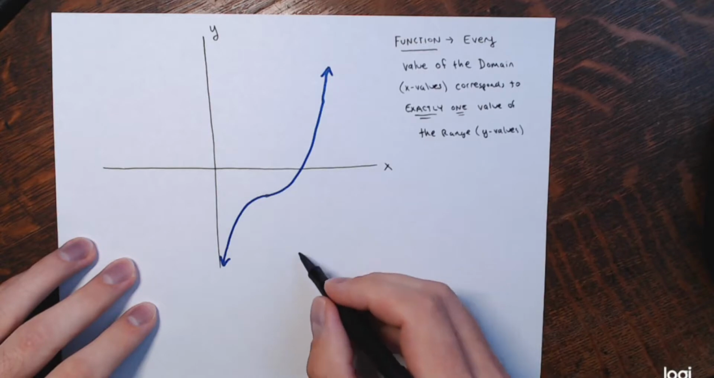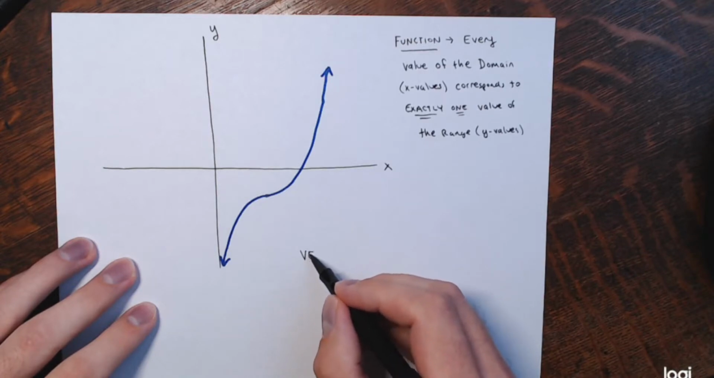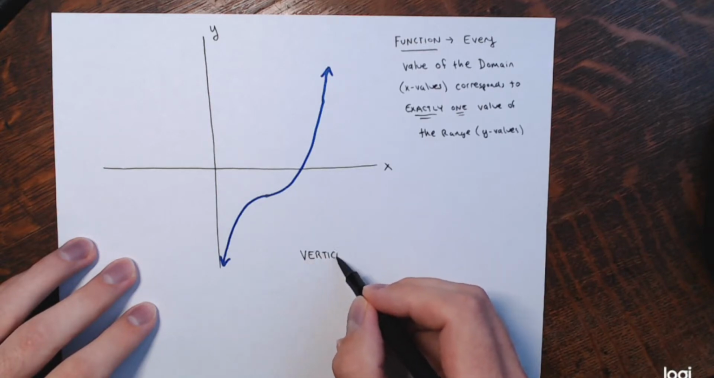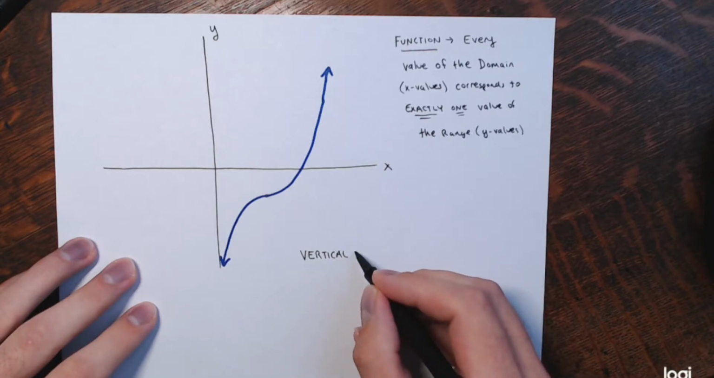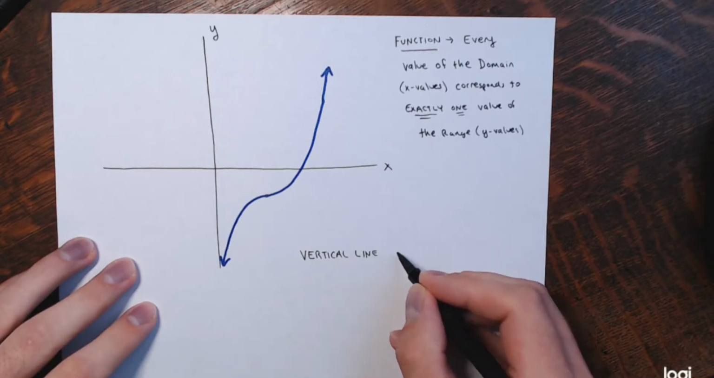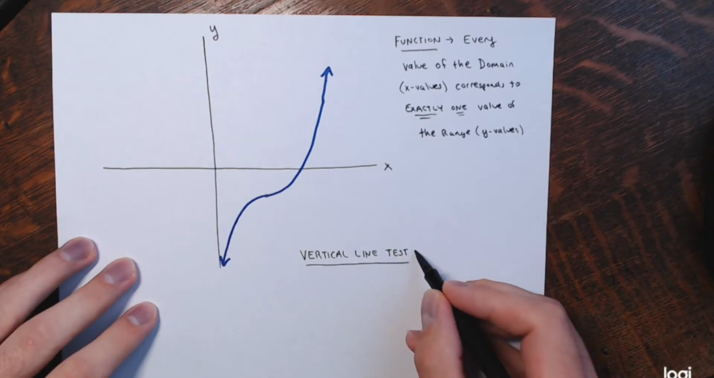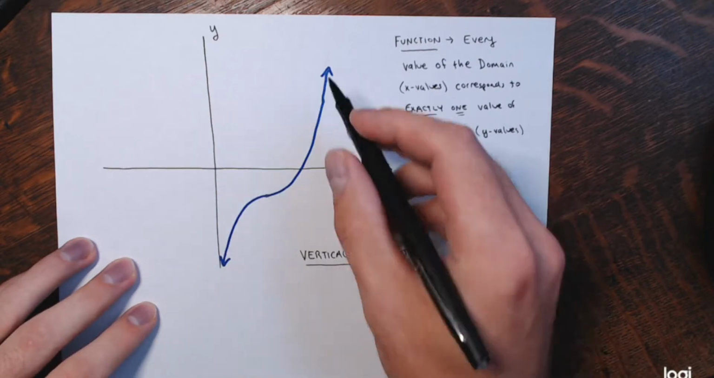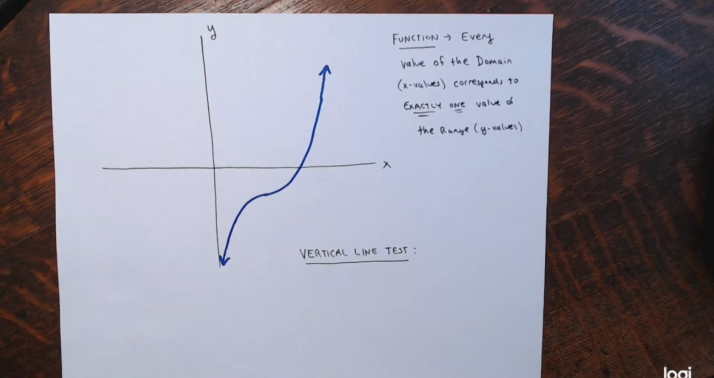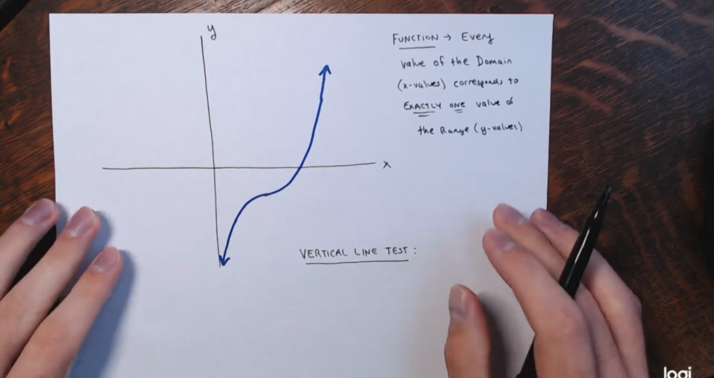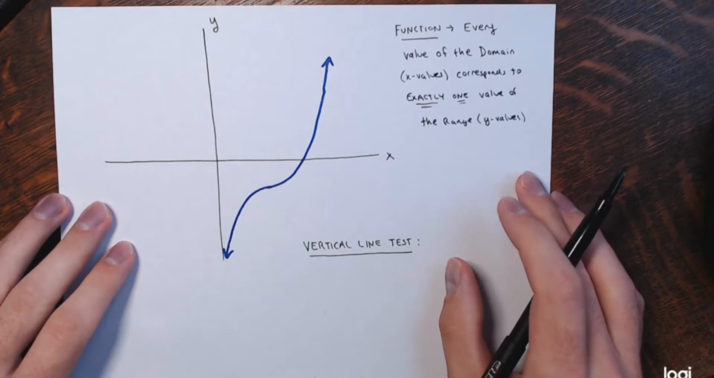Now, this vertical line test that's being talked about here in section 3.6 is a way to test whether or not a graph of a relation is a function. And the vertical line test says the following. Alright, here's how you perform it.